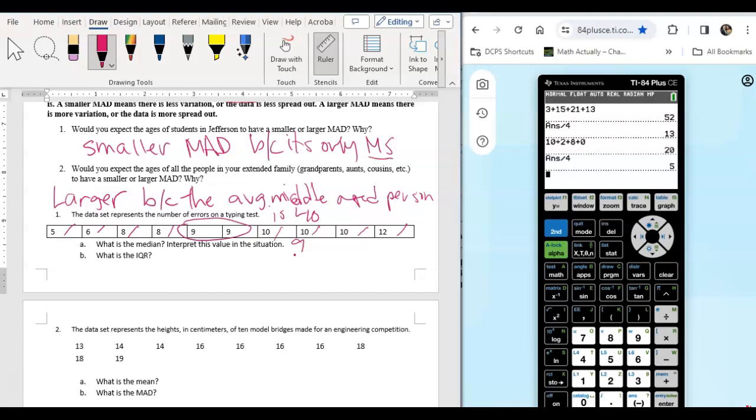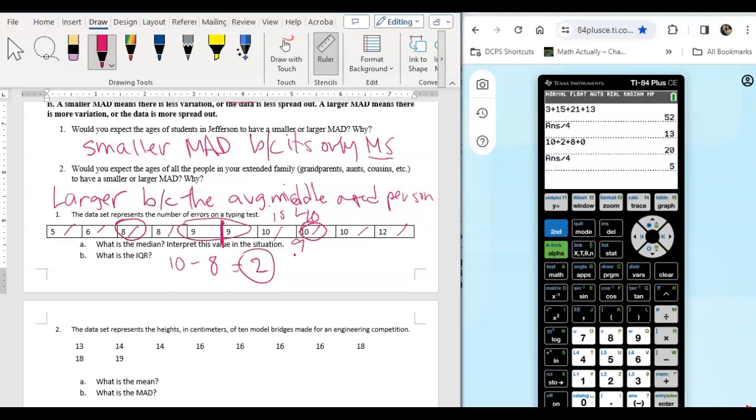The IQR. So this then is the median, right? So then looking at the median of the 5 numbers on either side, the median would be 8 here, and the median would be 10 here, okay? And so because the median is 8 here, and the median is 10 over here, then the IQR would be quartile 3 is 10, minus quartile 1 is 8, so the IQR is 2 here, okay?